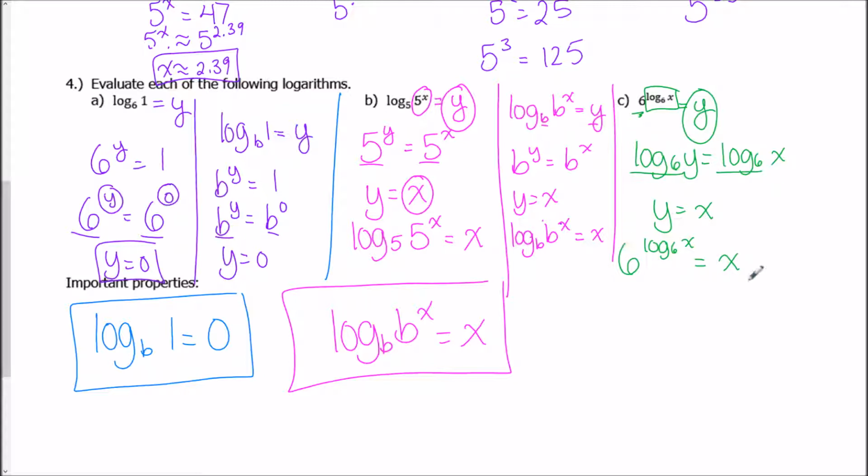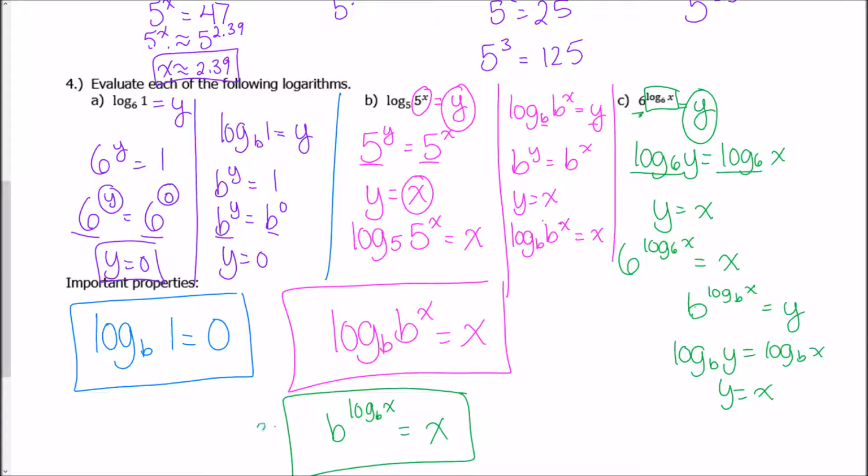Now, let's see if this is true for any base right here. So if I say any base b to the power of log base b of x, I'm going to set this equal to y. So here I can say log base b of y is equal to log base b of x, which means that y equals x. So I can therefore conclude, my third conclusion right here, is going to say that b to the power of log base b of x, and this should say b and not 6, is equal to simply x. So this is my third important property.